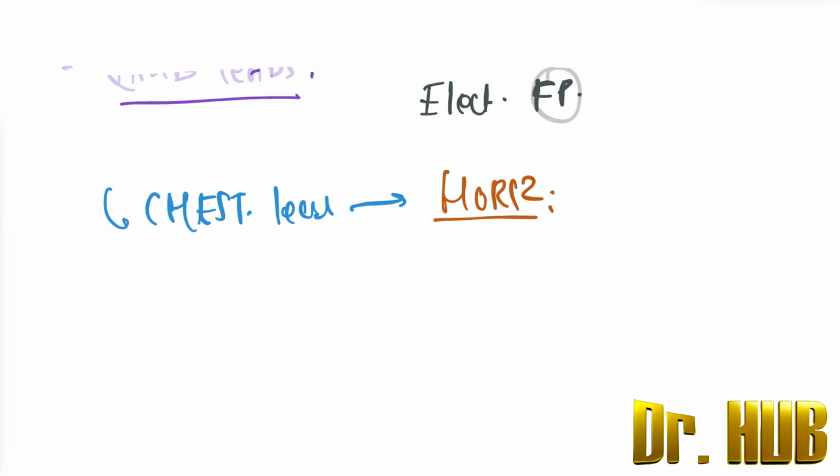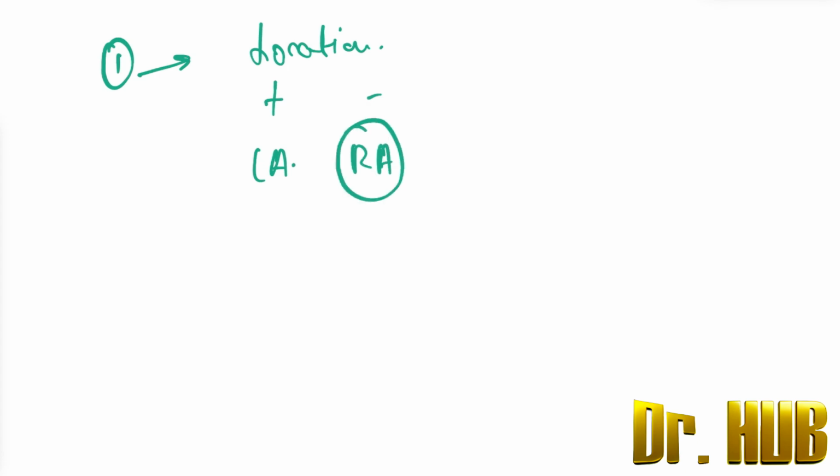Now let's look at each of the leads. First is limb lead 1. The location is positive at LA, which stands for the left arm, and negative at RA, the right arm. Then the augmented limb leads: the AVF, and the location is LF positive.